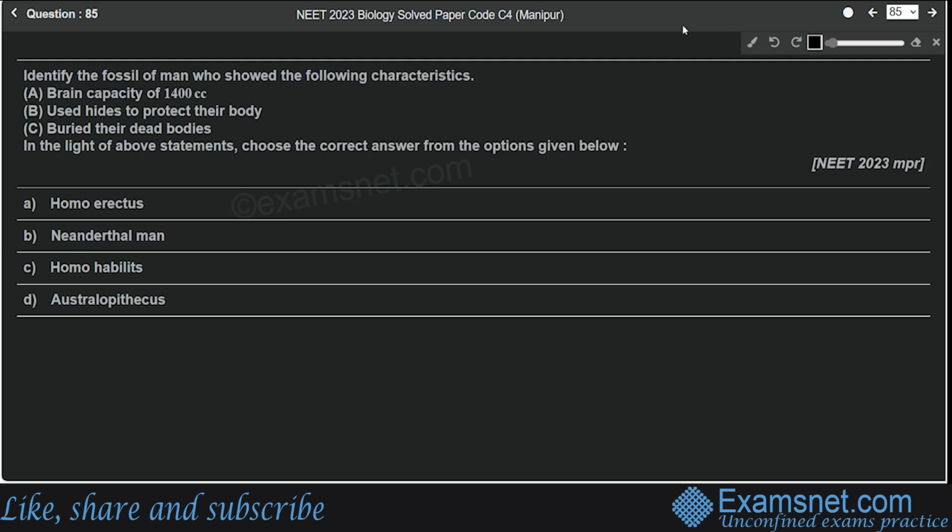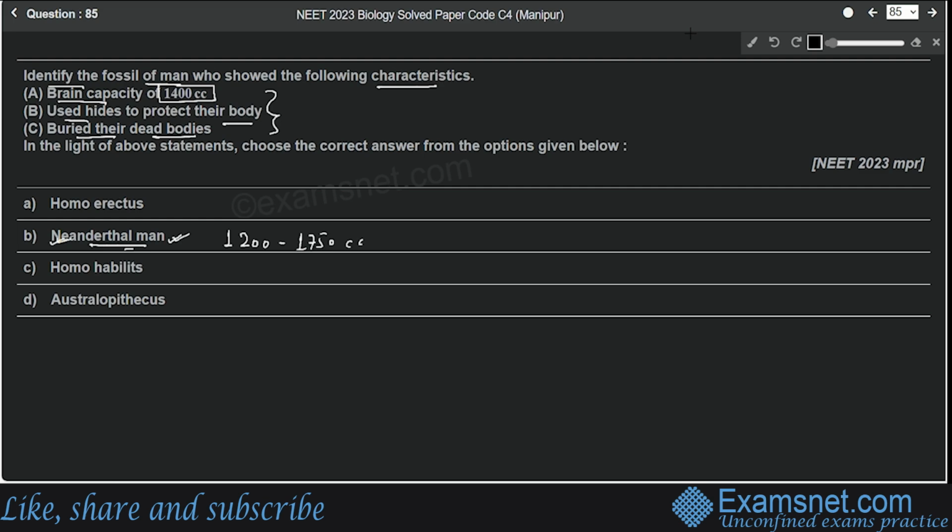Question number 85 is from the chapter Evolution, and the question is: identify the fossil of man who showed the following characteristics. First one is brain capacity of 1400 cc, then used hides to protect their body, and the last one is buried their dead bodies. So these characteristics are of Neanderthal man, that means option B will be the correct answer. Their average brain capacity was 1200 to 1750 cc. Okay, so 1400 cc lies between this, therefore this suits Neanderthal man.